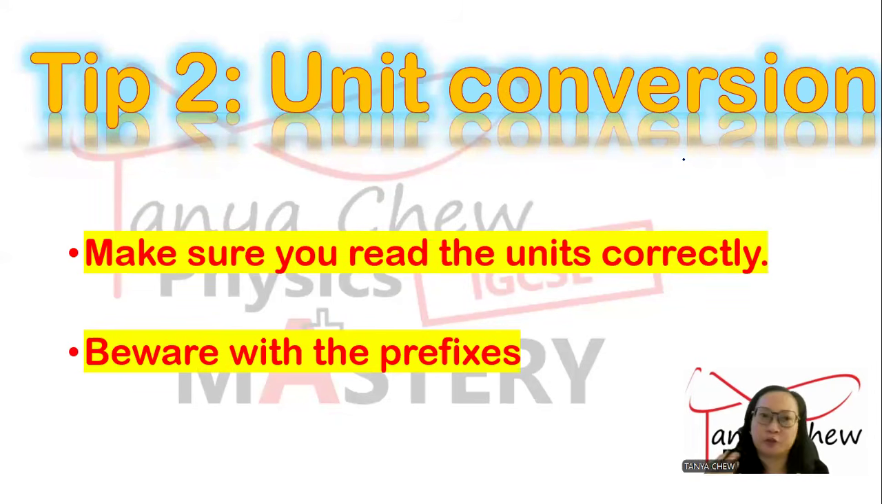Tip number 2, unit conversion. Paper 2 is quite tricky. Sometimes they give you something, and it is not about the number, it's about the units. You have to know the conversion of the units. This is very important in paper 2. Make sure that you read the units correctly, and beware of all those prefixes. Don't worry, I've got you covered. I will give you some examples to discuss the tricky parts of the questions.